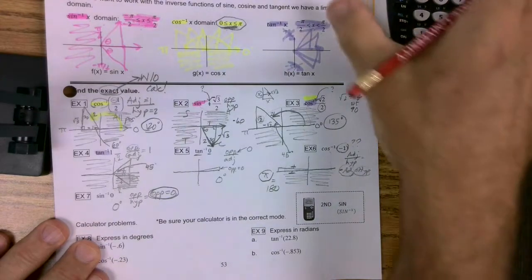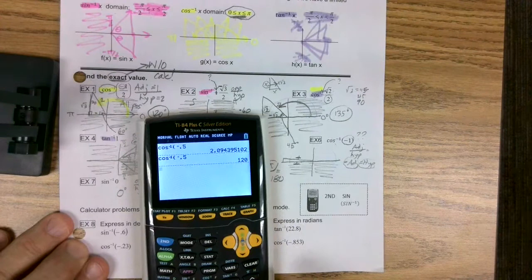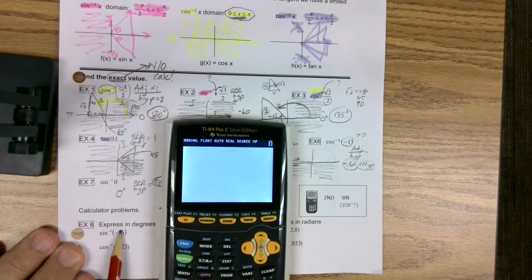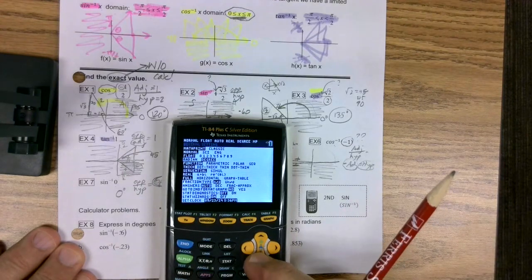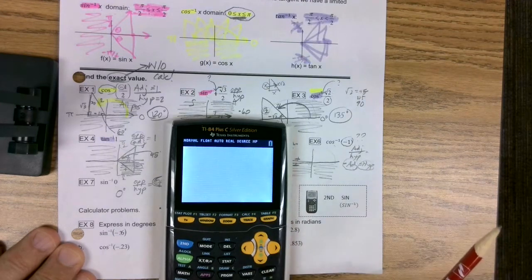All right. Running out of time, but these problems are a little simpler. So this is actually asking us to use our calculator. So this says express in degrees. In other words, go to your mode, go down, make sure, notice how my degrees is highlighted? Make sure yours is highlighted. So I'm going to clear that out. All you got to do is type this in.